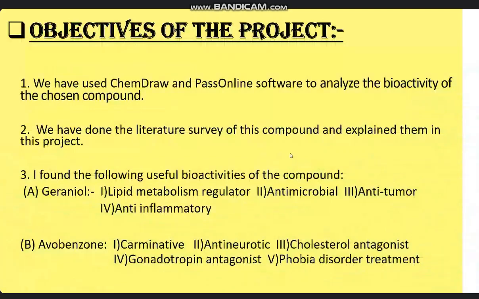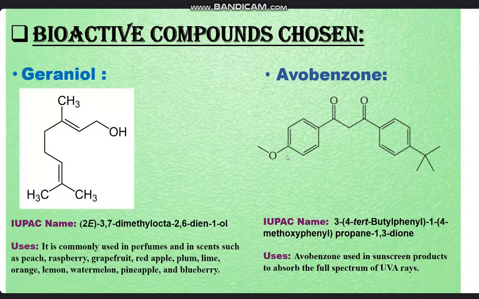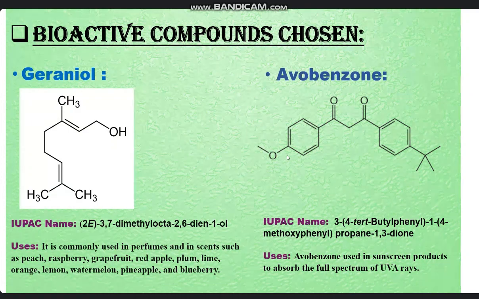So these are my chosen compounds. First one is geraniol. This is the structure of geraniol and the IUPAC name is (2E)-3,7-dimethylocta-2,6-dien-1-ol. Geraniol is found in the essence of some flowers like citronella, rose, and Cymbopogon citratus. Geraniol has a very pleasant smell, so it is used in perfumes and scents such as peach, raspberry, grapefruit, red apple, palm, lime, orange, lemon, etc.